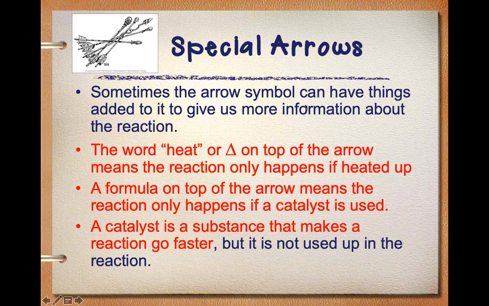You have your reactants, you have your products, you have your arrow, but maybe you had to heat it up. So you put a triangle on top of the arrow. Or you had to add a catalyst. So you put a chemical formula on top of the arrow. So that's a couple little special details.